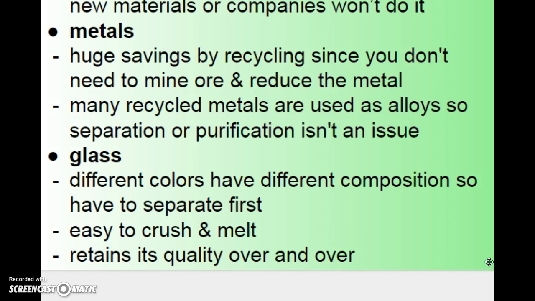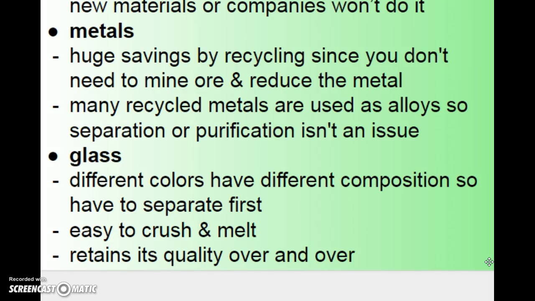Glass, not quite so much incentive here, not quite the money saving. And different colors have different compositions, so you have to separate glass by color. You maybe have seen where they have clear, brown, and green glass separated out. Good news about glass is it's easy to crush and melt, and it retains its quality over and over.